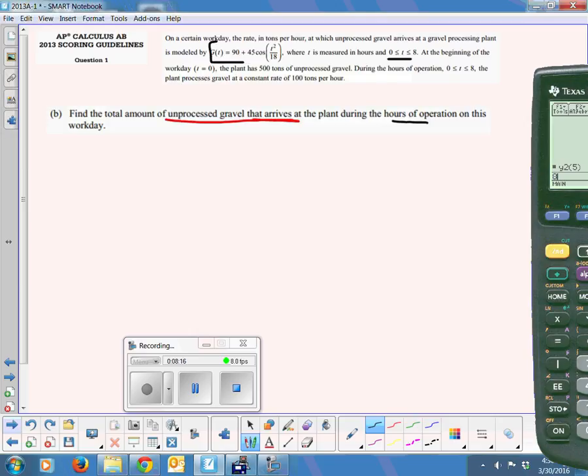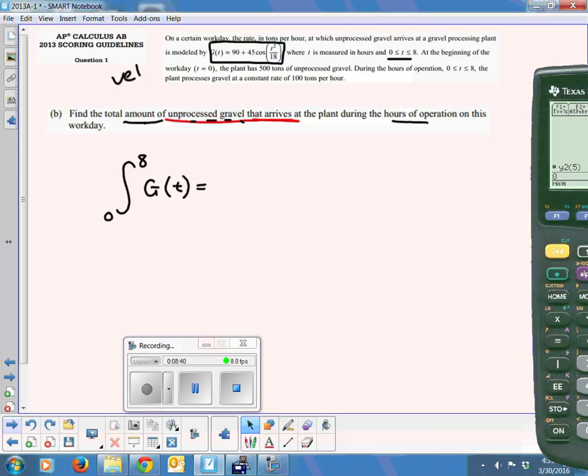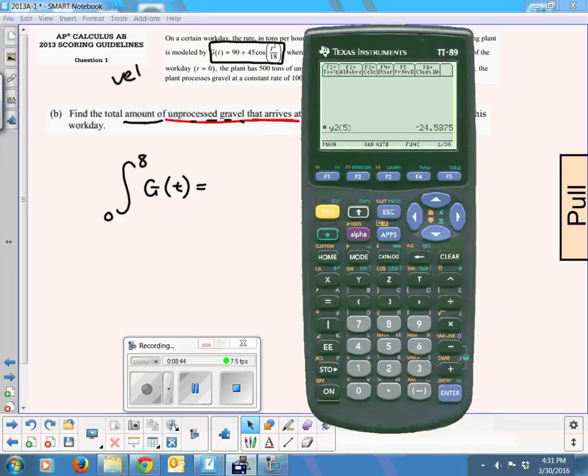Well, since g of t is a rate, it's kind of like g of t is a velocity. And if they want the total amount, then they're asking us for a total distance, and so we would integrate. We'd say that total amount is the integral from 0 to 8 of g of t. I'd write that down, and then go to my calculator and punch that in. So clear that out, and I'm going to say that's my y1. I'm going to say it is the integral of y1 of x, comma, 0, comma, 8.